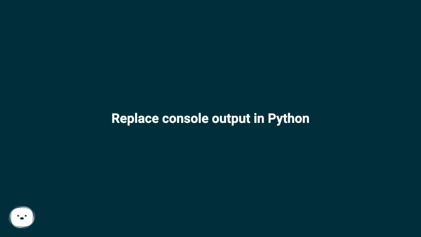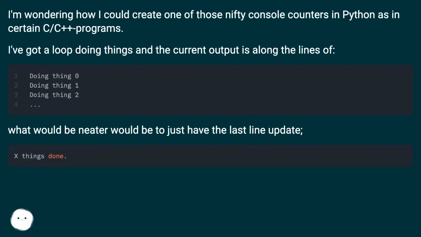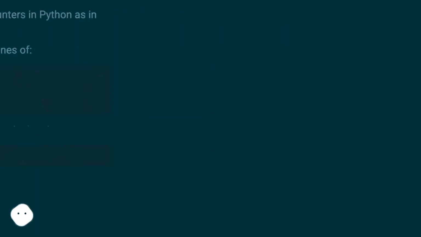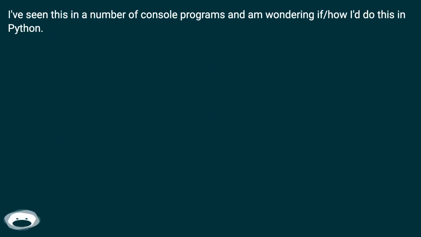Replace console output in Python. I'm wondering how I could create one of those nifty console counters in Python, as in certain C, C++ programs. I've got a loop doing things and the current output is along the lines of. What would be neater would be to just have the last line update. I've seen this in a number of console programs and I'm wondering how I do this in Python.